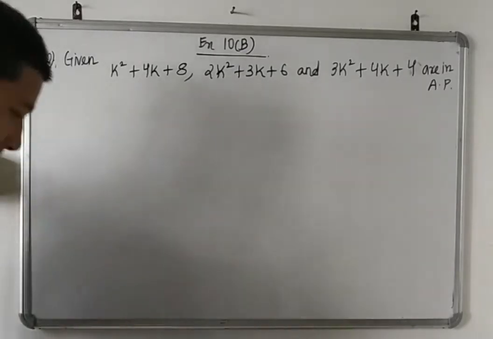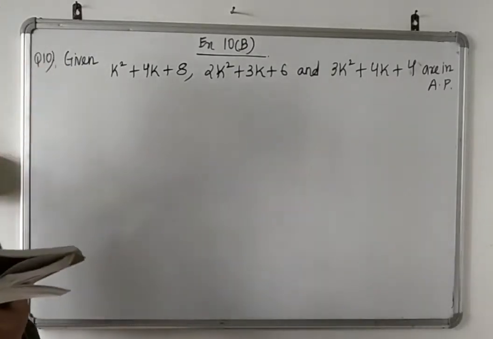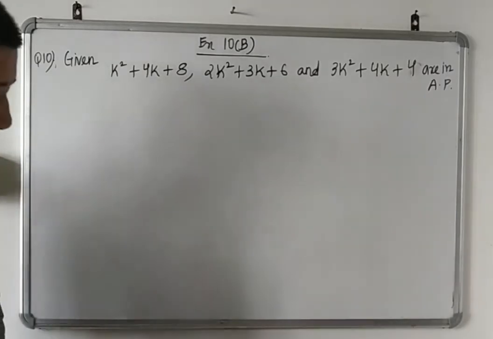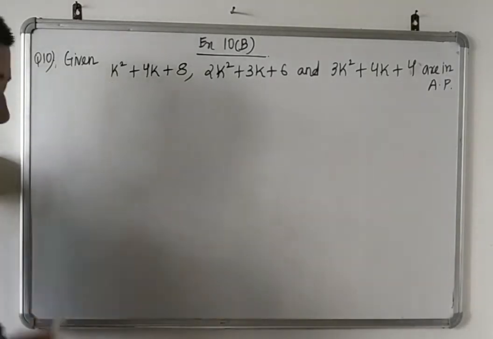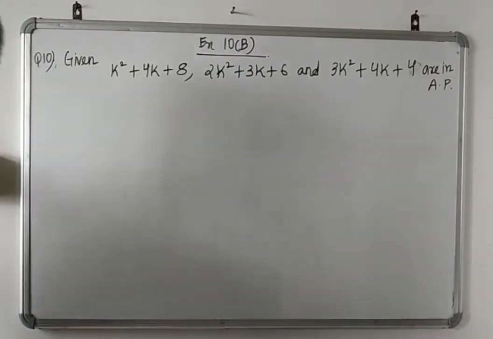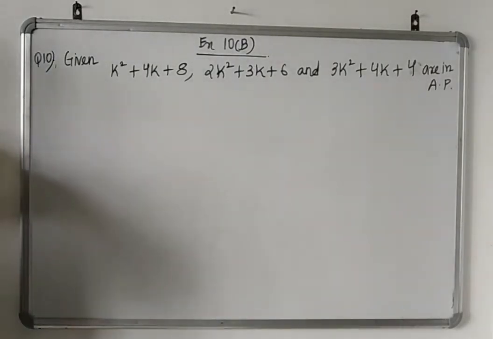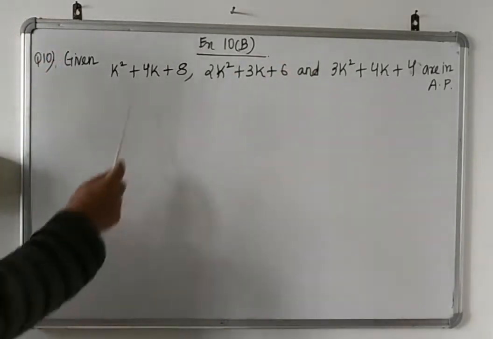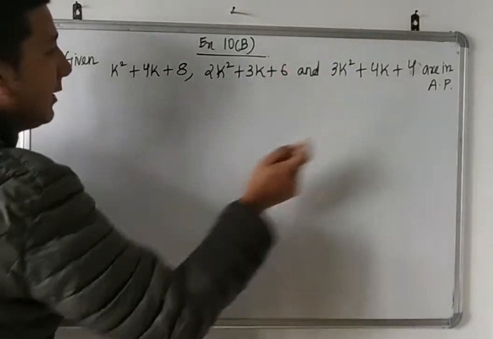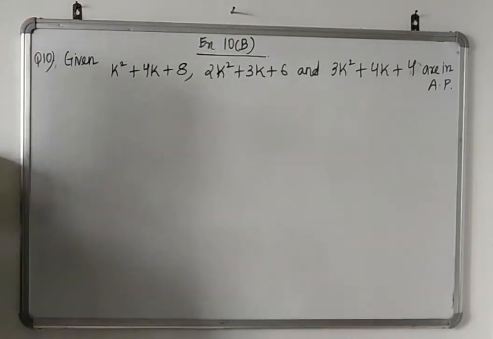Question number 10 says determine the value for k for which these three numbers are in AP. So k is unknown to us. We need to find the value for k for which these three numbers are in AP. Okay, three numbers given to us in terms of k and they are in AP. We need to find the value for k.